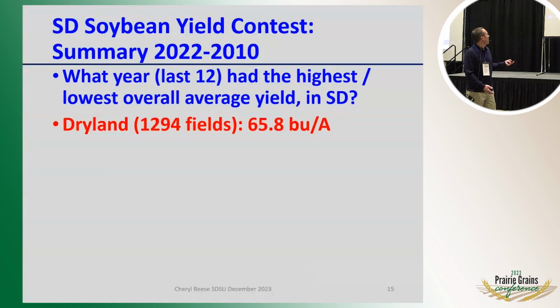Here, I'm going to get ahead a little bit. Our yield contest, Cheryl Reese, who was going to give this presentation, did a really nice job compiling 12 years' worth of yield data from our yield contest winners, which is all online. She found that for dry land, that's 1,294 fields total submitted by farmers. These are not experiments, it's just their yields. Over the 12 years, the average dry land yield was 65.8 bushels per acre.